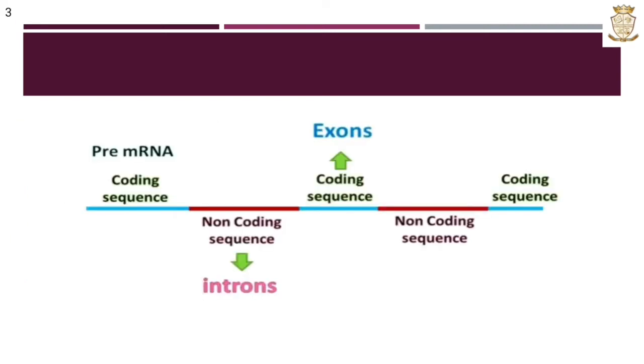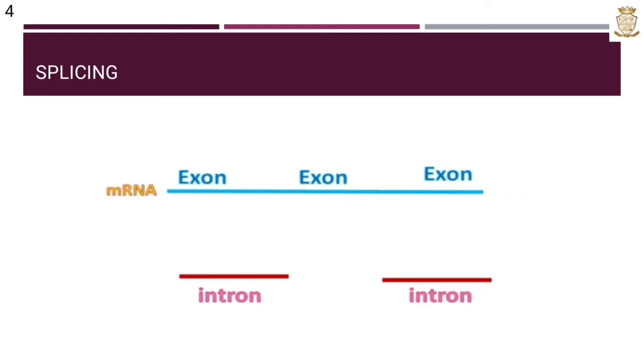This is the picture of pre-mRNA. Here we can see the coding sequence as well as the non-coding sequence. In the mRNA, the introns are removed and the exons are joined together.